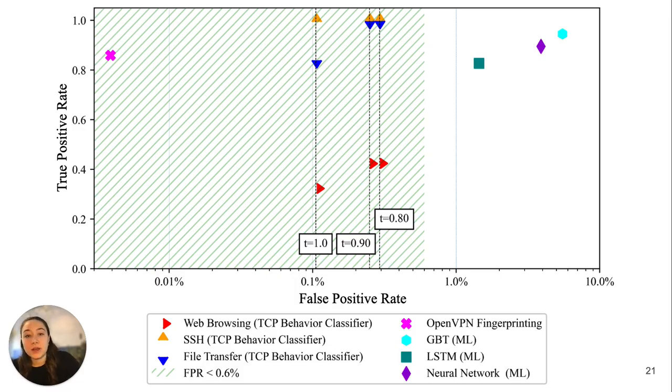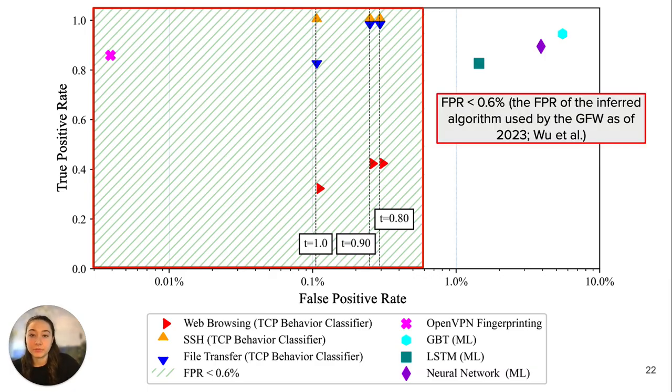Here we have the results of both our classifier and the results of other VPN detection methods from prior work. I want to note that we don't use the same data set for evaluation as prior work, and even among the prior work, different data sets are used, so it's not a direct comparison. The portion of the graph that's shaded green is where the false positive rate is less than 0.6%, and this is the false positive rate of the inferred algorithm used by the Great Firewall as of 2023, so this provides some context for how effective the classifier is.